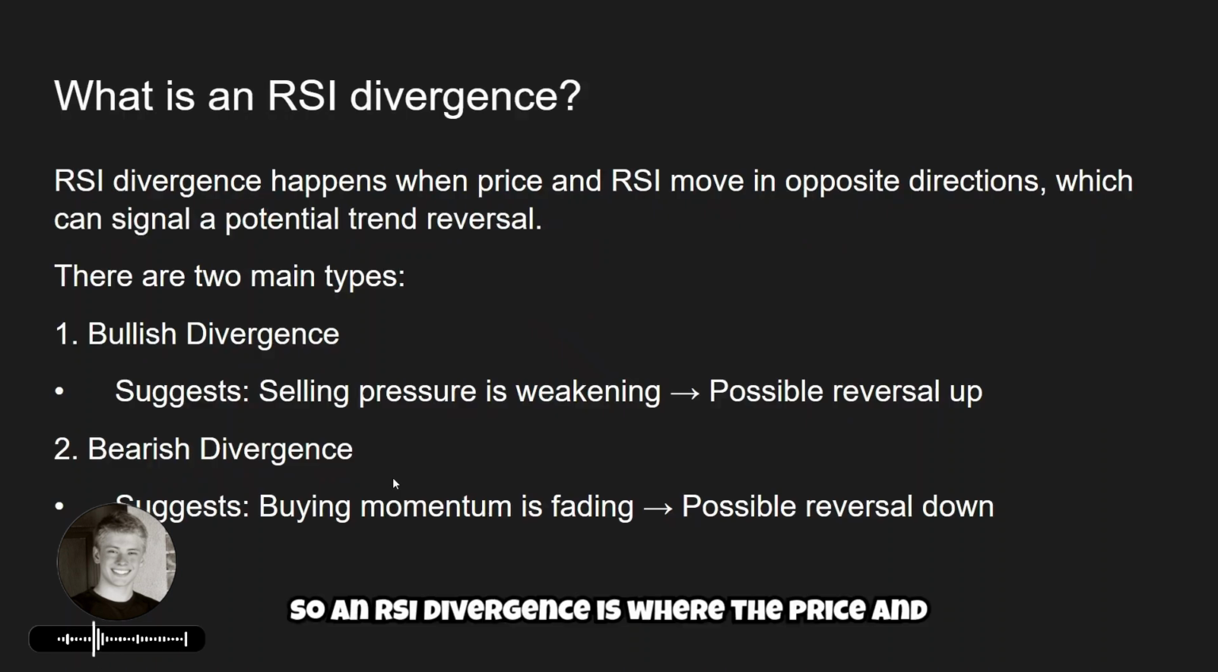An RSI divergence is where the price and the RSI move in opposite directions, which can signal a potential trend reversal. There are two types. The bullish divergence suggests that selling pressure is weakening and indicates a possible upwards reversal: the price is going down, but it indicates that we could reverse and start seeing upwards price action. On the contrary, we have the bearish divergence, which suggests that buying momentum is fading and the uptrend could be weakening, and we could see a potential reversal down in the near future.